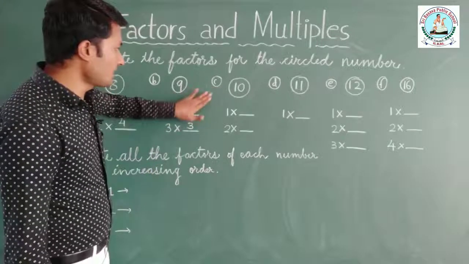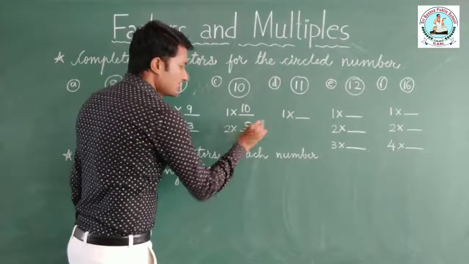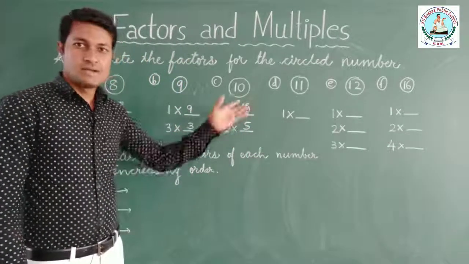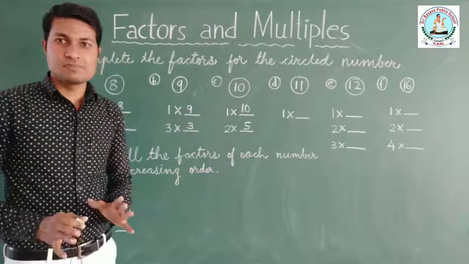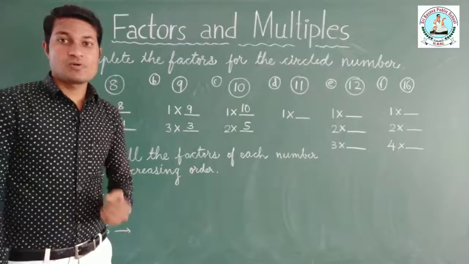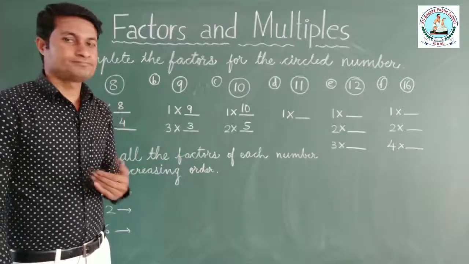Similarly 10, very simple, 1 times 10 and 2 times 5. So what are the factors of 10 here? 1, 2, 5, 10 are the factors of 10. So this is how you can find the factors of a given number. So simple, just express the given number as the product of two numbers, and they will give you the factors of that number, right?